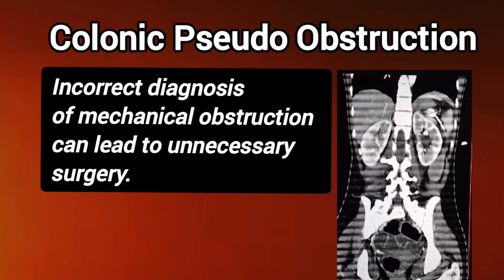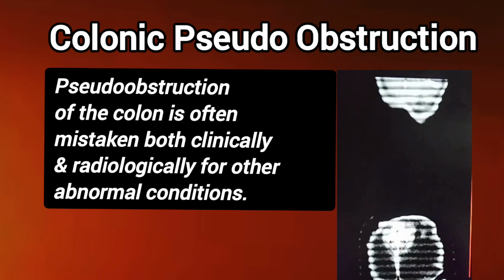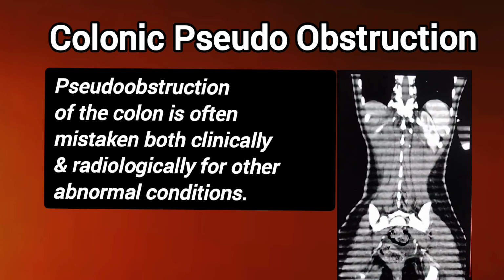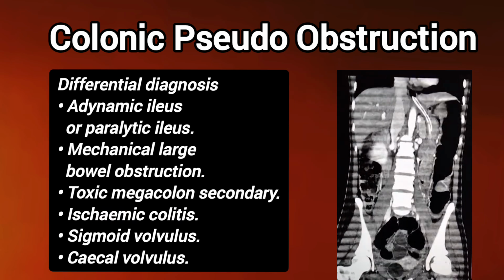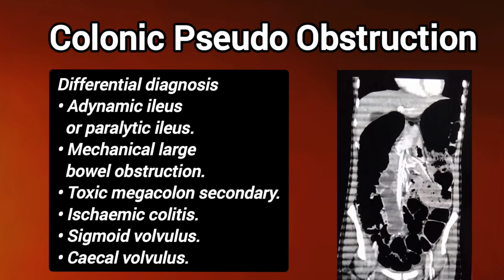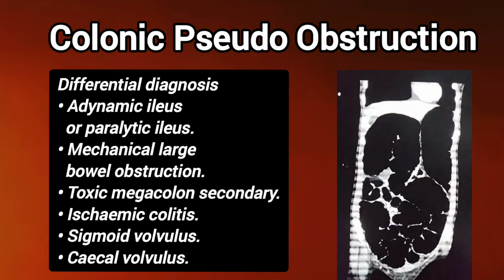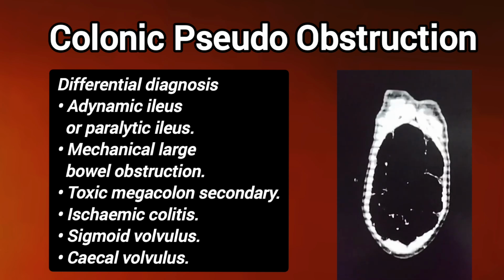Incorrect diagnosis of mechanical obstruction can lead to unnecessary surgery. Pseudoobstruction of the colon is often mistaken both clinically and radiologically for other abnormal conditions. Differential diagnosis: adynamic ileus or paralytic ileus, mechanical large bowel obstruction, toxic megacolon, ischemic colitis, sigmoid volvulus and caecal volvulus.